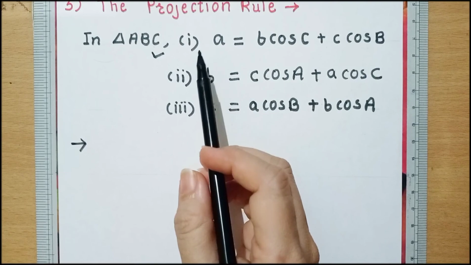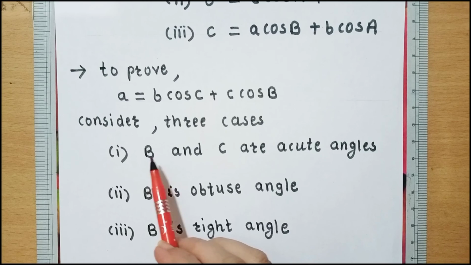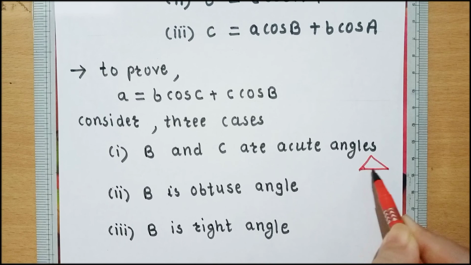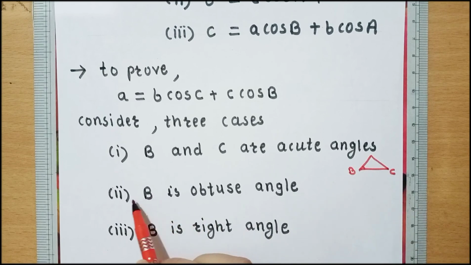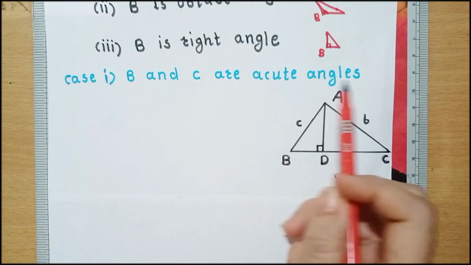To prove this, we will consider three possible cases. First case is B and C are acute angles, means the triangle is of this type. This angle is B and here C. Second, B is an obtuse angle, means the triangle is of this type, means this is angle B. And third one, B is a right angle, means the triangle is of this type. This angle is B.